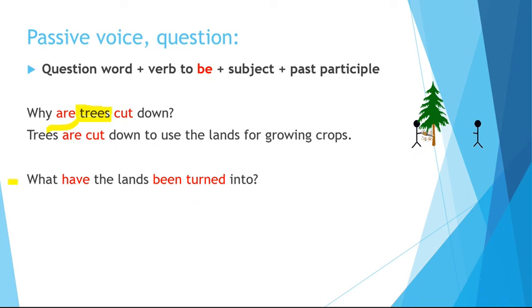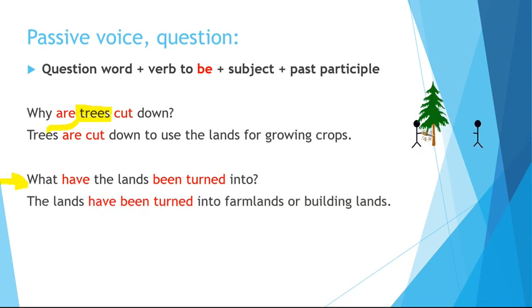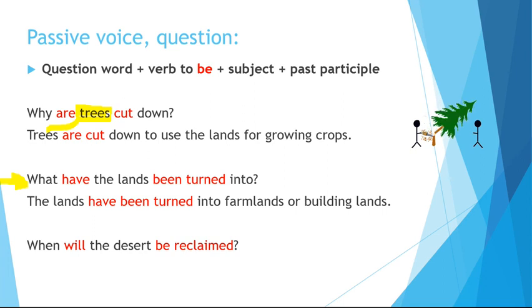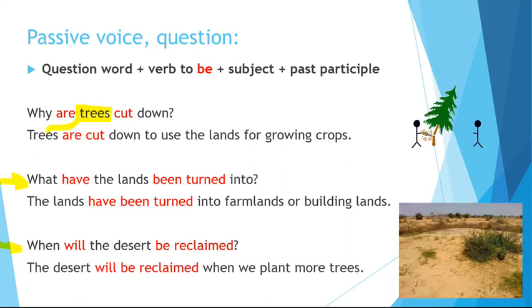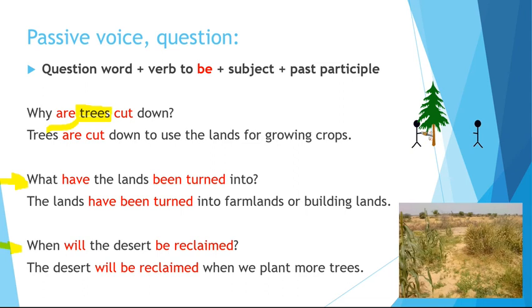Look at this example in the present perfect. What have the lands been turned into? The lands have been turned into farmlands or building lands. This one is in the future. When will the desert be reclaimed? The desert will be reclaimed when we plant more trees.